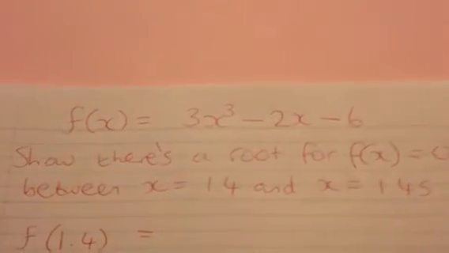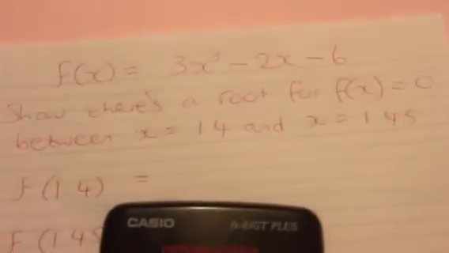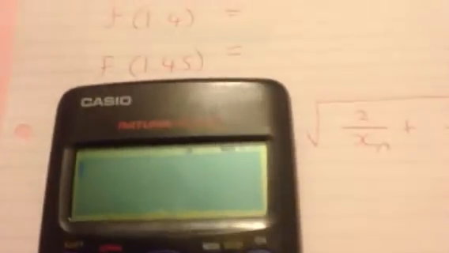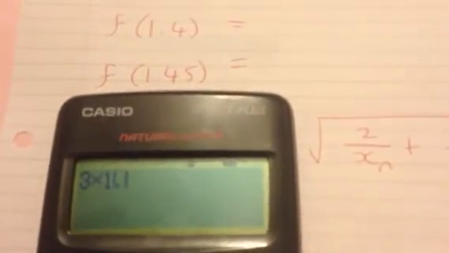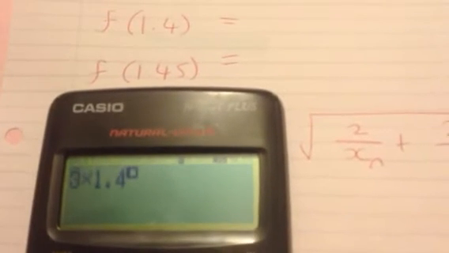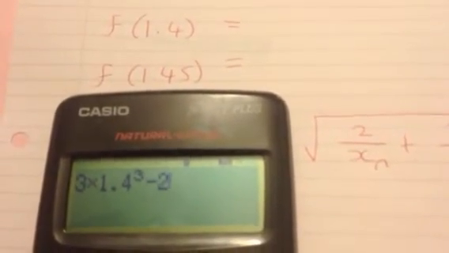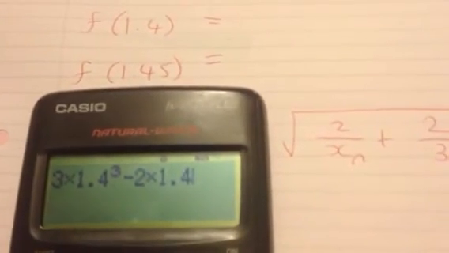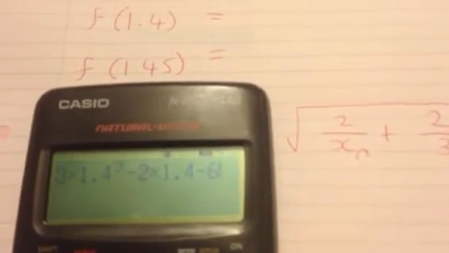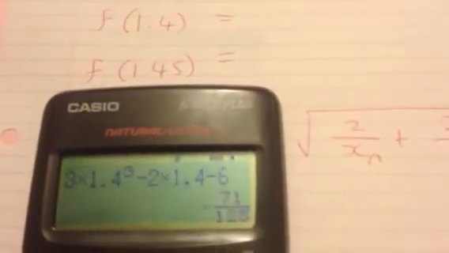So I'm going to type in 1.4 into my calculator. I'm going to type in 1.45 into my calculator here. So let's have a look. So type in 3 times 1.4 cubed, minus 2 times 1.4, minus 6. And I get minus 0.568.